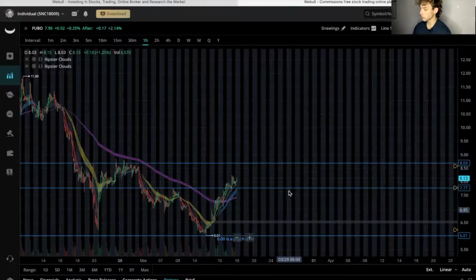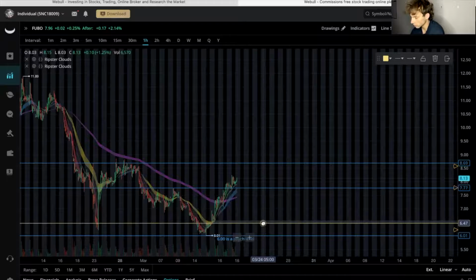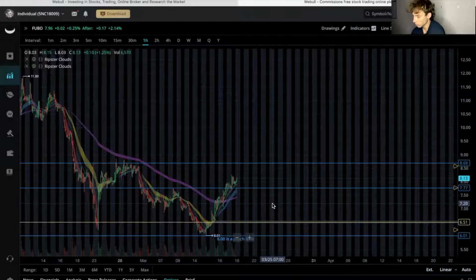Okay, so for puts, you can be aggressive and sell right at that last support, or you can sell somewhere in the middle in between these two supports, around that 6.50 or 7. So let's take a look at the options and see what premiums are looking good.